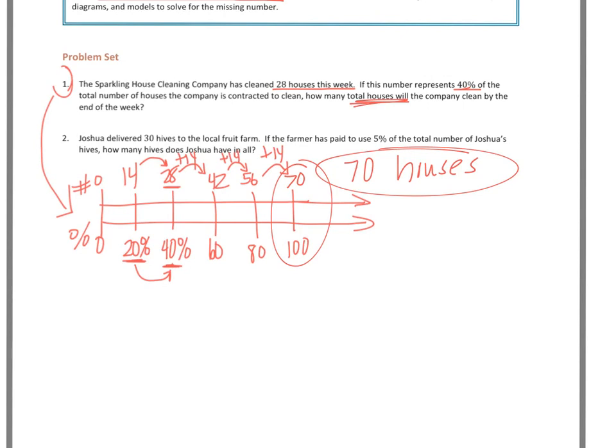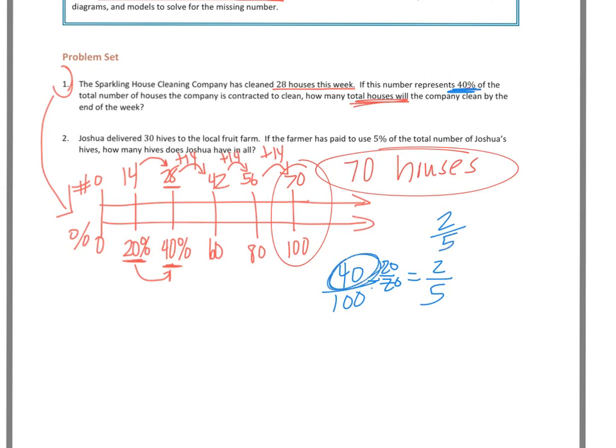Now I'm going to do a quick way to show you how to do this without using a model. I know that I have 40% was my start. I'm going to change that into a fraction out of 100 because percents are out of 100. And I'm going to simplify this down. And I know I can divide by 20 over 20 because it goes into both. So I have 2/5.